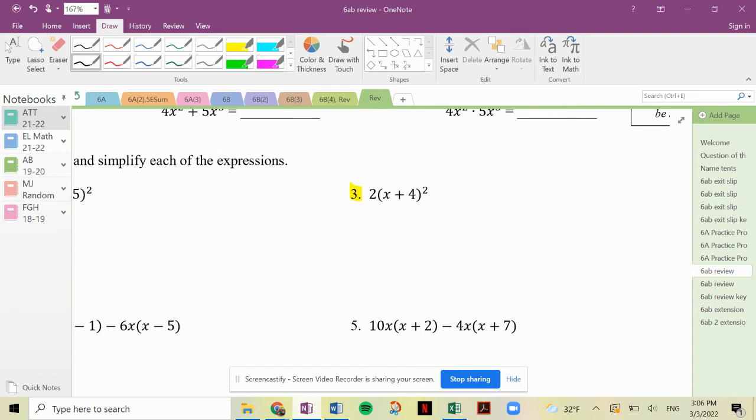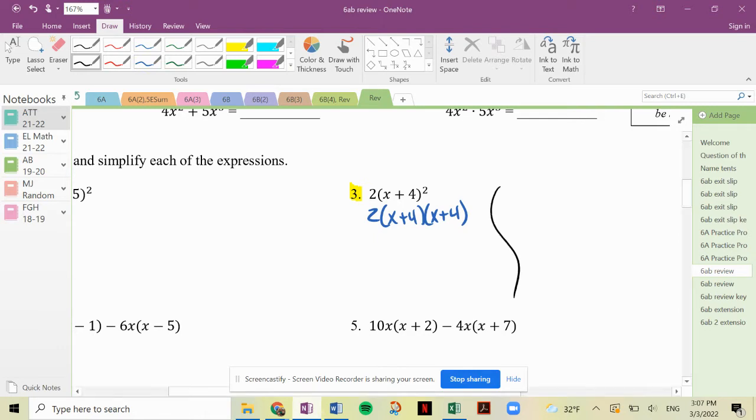So number 3, we know that a lot of people want to distribute that 2, however, that exponent is stopping that from happening. So we need to address that exponent first, which means we need to square x plus 4. At this point, I've turned this into a complete multiplication problem, and we know in multiplication, order doesn't really matter.